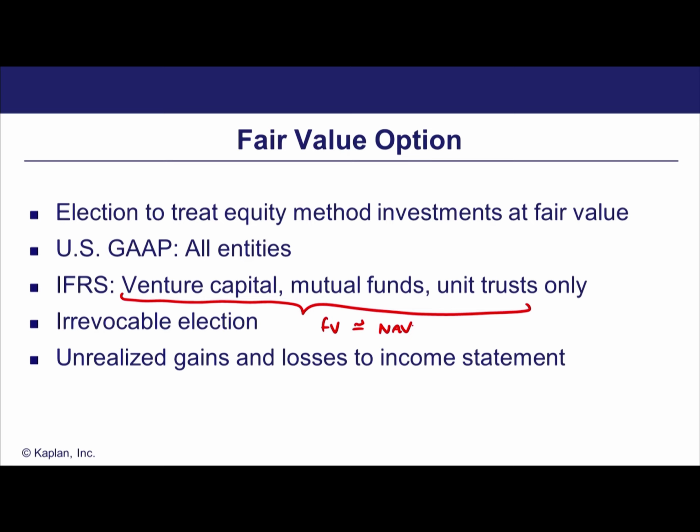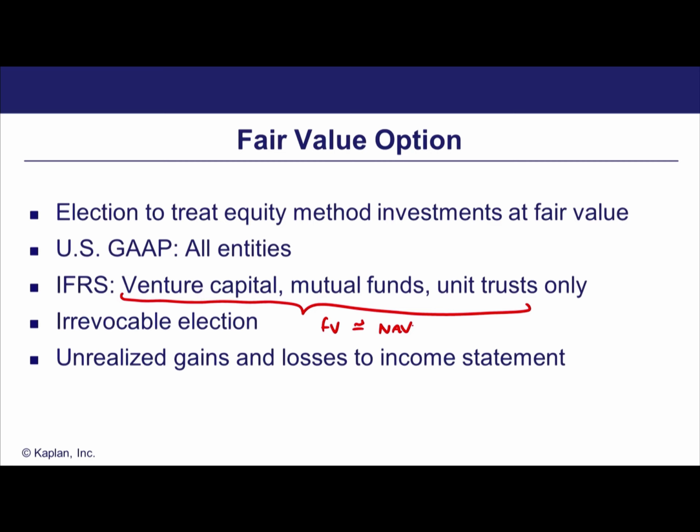Because look, these are investment funds. So a lot of their assets in their balance sheet are going to be at fair values rather than historic costs. So it kind of makes sense why IFRS says, hey, yeah, we'll allow you to do it for these types of companies, because we can pretty much approximate fair value.